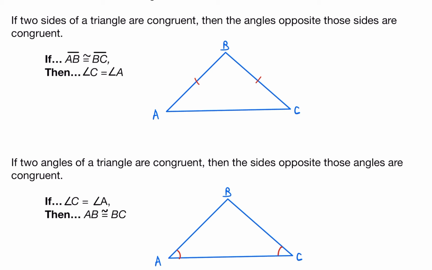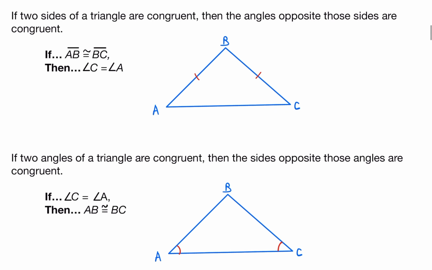two sides of a triangle are congruent, so we've got AB here and BC have the same length, then the theorem says that the angles opposite those sides, so angle A and angle C, are also congruent. Okay, so that's the isosceles triangle theorem.